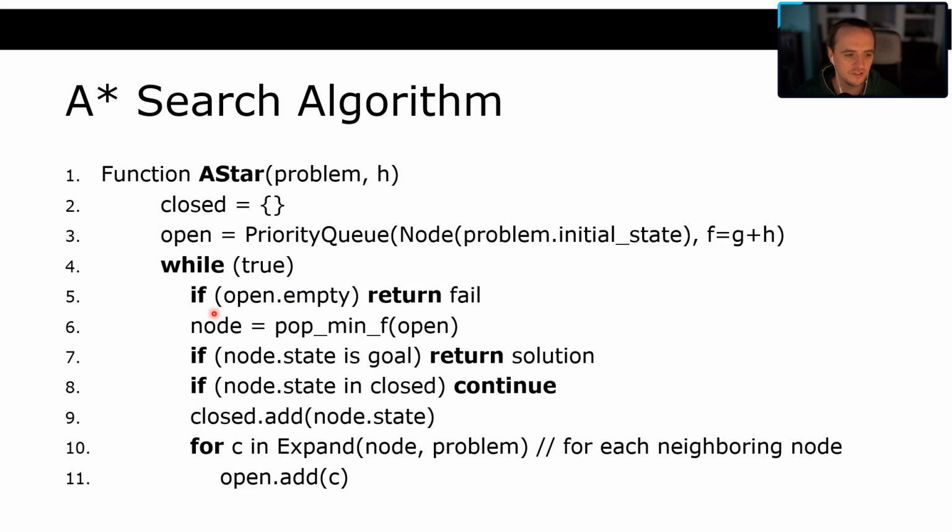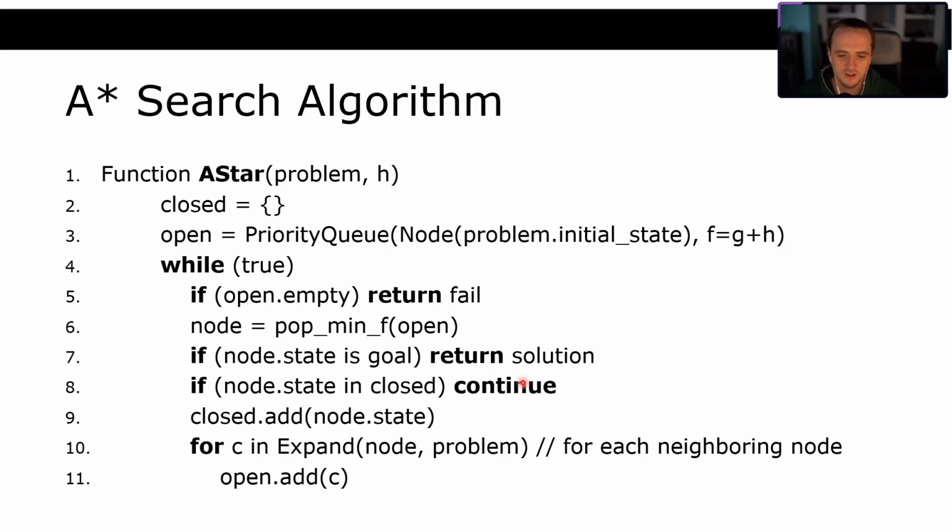Otherwise, if the open list still has nodes in it, we're going to take the minimum F value node from the open list, and we're going to call that our current node. If that node's state is the goal, then we have a solution, and we have a path from our node to the goal. Otherwise, if the state of the node is in the closed list, then we can continue. We don't have to continue this node.